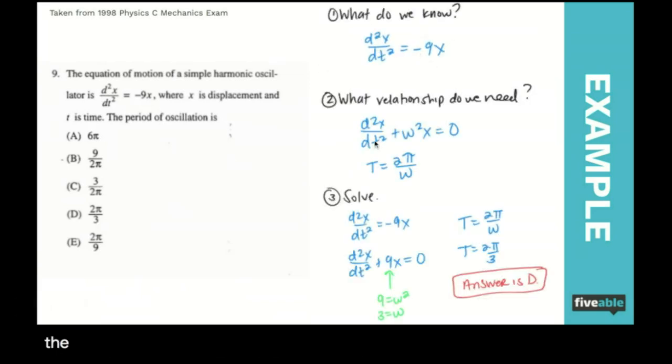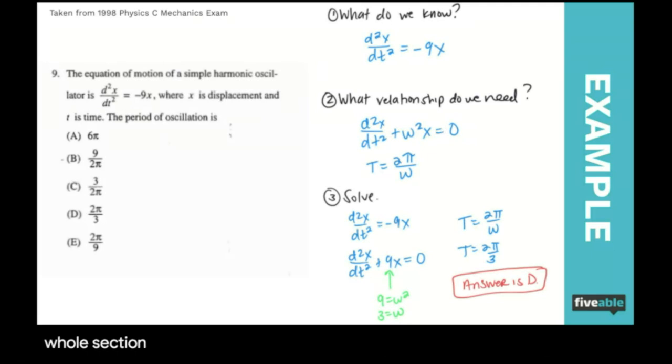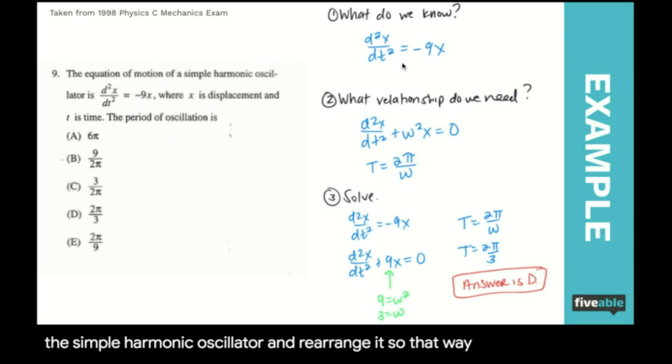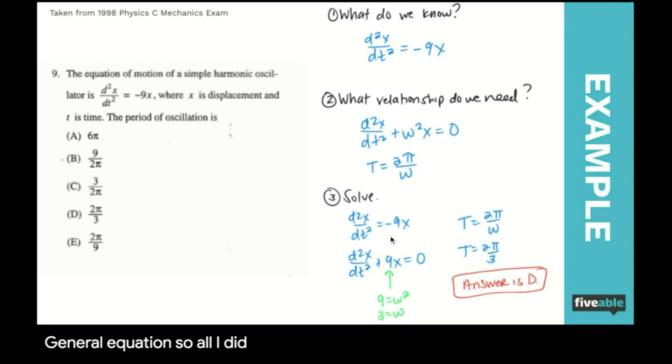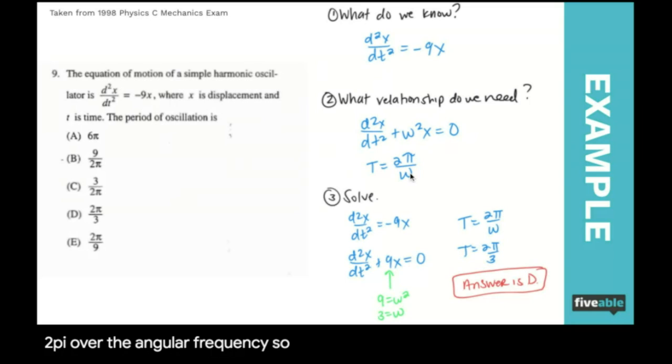So we're going to use the general equation that we talked about at the very beginning of this whole section. That's the thing that you need to memorize. So the first thing we'll do is take the function that they gave you to describe the simple harmonic oscillator and rearrange it so that it matches that general equation. All I did is I added the 9x over and it made it equal 0. From there, in order to find my period, I know that I need to use 2 pi over the angular frequency. So I need to find out what the angular frequency is.